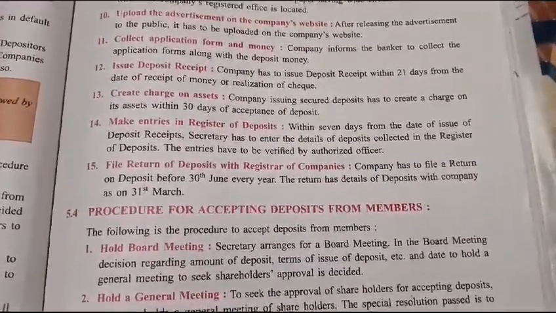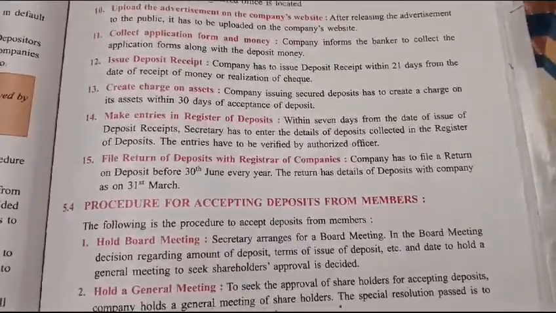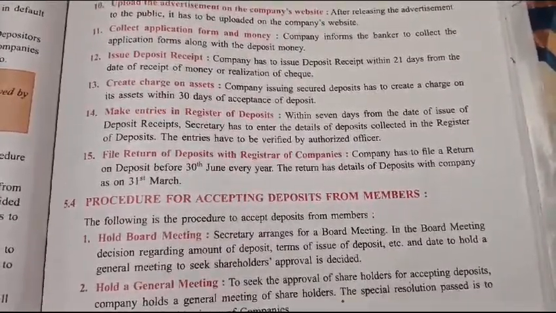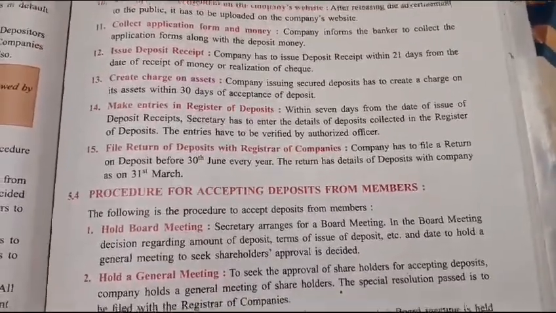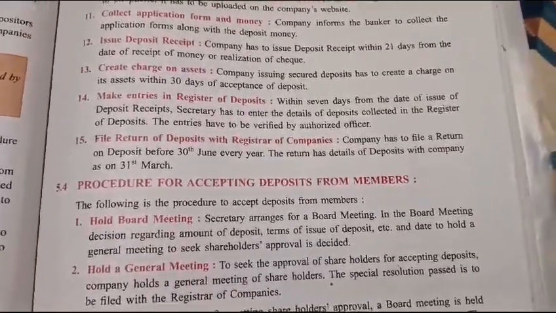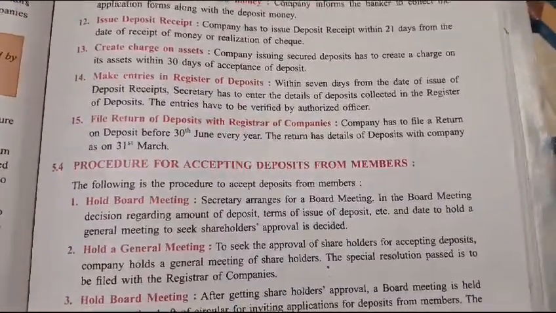11th, collect application form and money. Company informs the banker to collect the application forms along with the deposit money. 12th, issue deposit receipt. Company has to issue deposit receipt within 21 days from the date of receipt of money or realization of cheque.